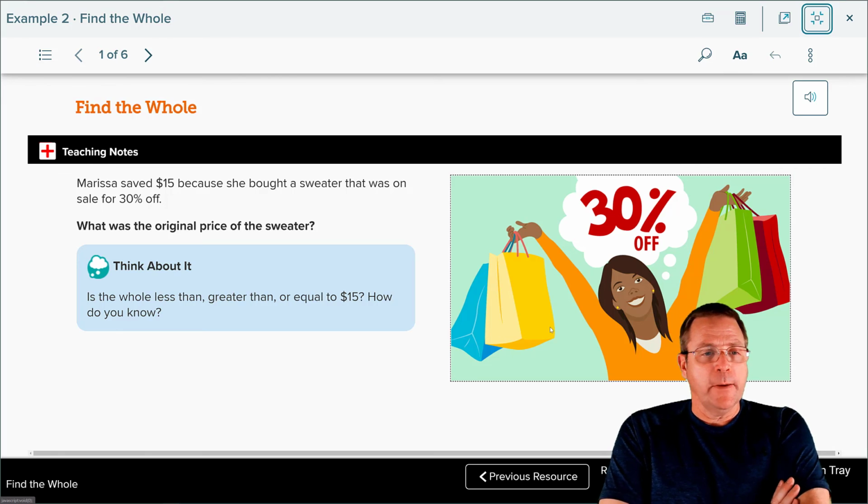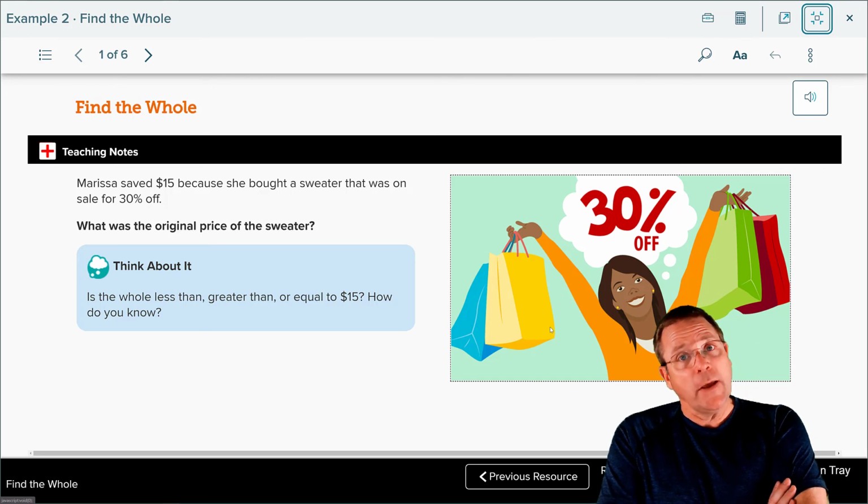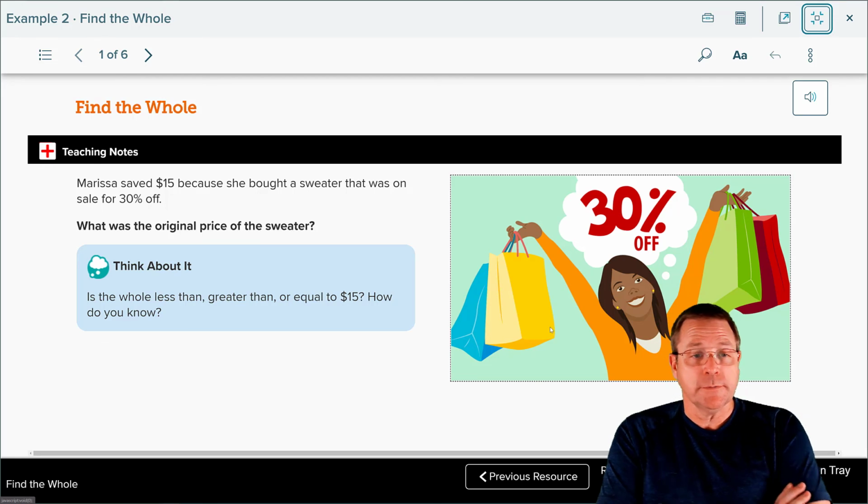So, for our think about it, is the whole going to be less than, greater than, or equal to $15? Well, $15 that she saved was 30% off. So, if she's only saved 30%, only saved $15, that means that the whole is going to be a whole heck of a lot more than $15.